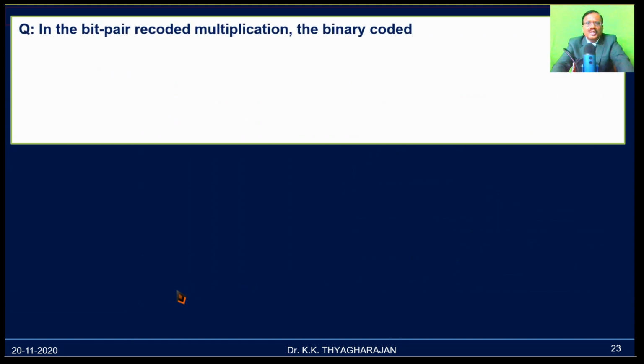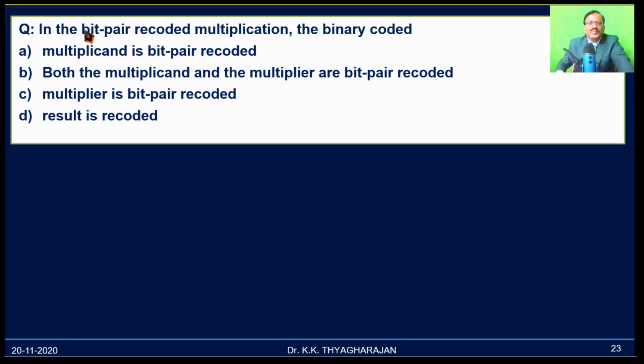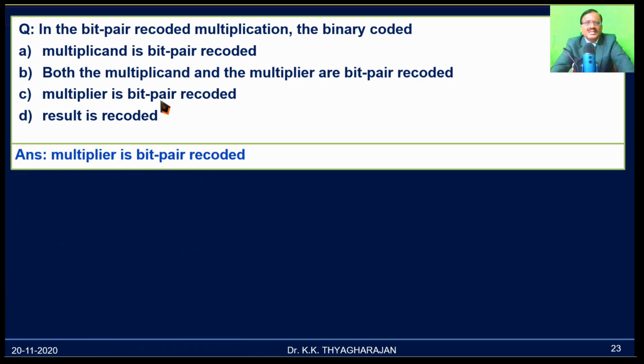In the bit pair recoded multiplication, the binary coded multiplicand is bit pair recoded? Both the multiplicand and the multiplier are bit pair recoded? Multiplier is bit pair recoded? Result is recoded? Actually, in the bit pair recoded multiplication, the binary coded multiplier is bit pair recoded. In Booth's algorithm, only the multiplier is recoded, not the multiplicand or the result. So the answer is C. Multiplier is bit pair recoded.